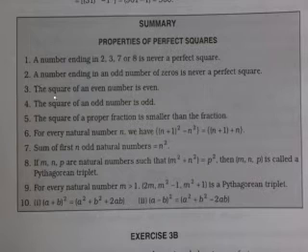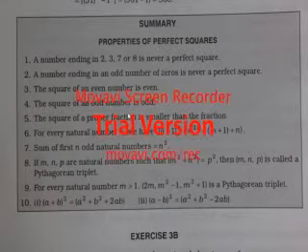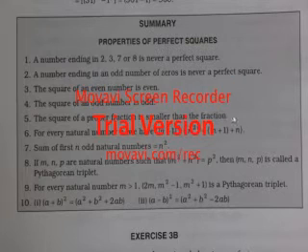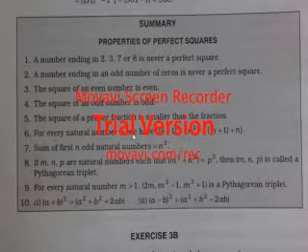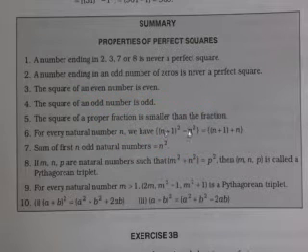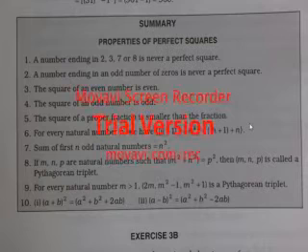This, of course, you have to remember: the square of an even number is even and the square of an odd number is odd. The square of a proper fraction is smaller than the fraction. This also you have to understand. For every natural number n, we have (n+1)² − n² = (n+1) + n. This also you have to keep in mind.